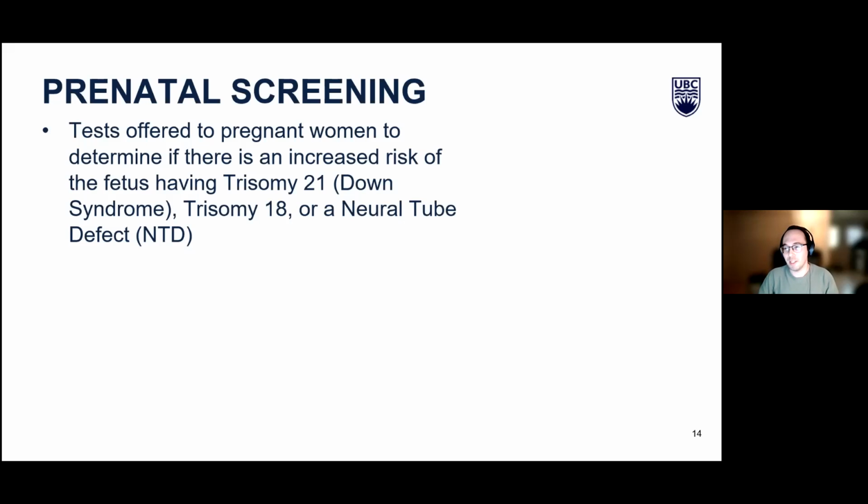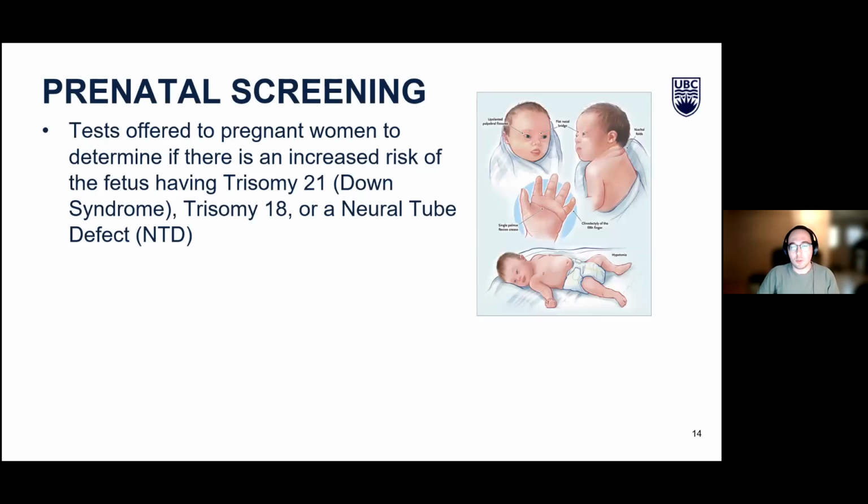They can be caused by various things, both genetic and/or environmental, but I haven't included that here because this is one of the major things that we're looking for in prenatal screening, so I didn't want to leave it out. So trisomy 21 and trisomy 18 are genetic conditions in which we have a third copy of chromosome 21 in the case of Down syndrome and a third copy of chromosome 18 in the case of trisomy 18. And then a neural tube defect is an anomaly in which either the spinal cord or the brain does not form properly during development.